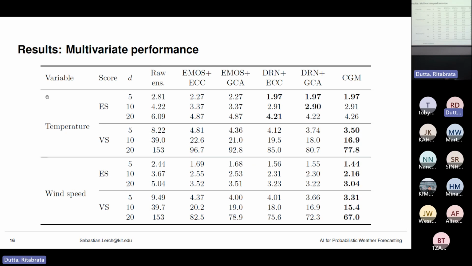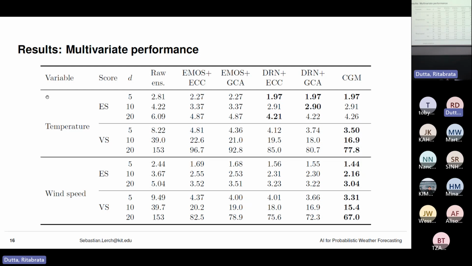To evaluate this, we use two scoring rules. One is the energy score, one is the variogram score, just a different multivariate proper scoring rule. And now these are lots of numbers in the large table. So the upper half is temperature, bottom half is wind speed. And I've highlighted the best values in bold text, and you can see the different columns. These are different models, and the rows are different dimensions from 5 to 20.